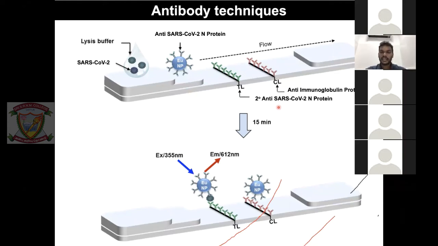This secondary antibody is a protein that is known to recognize the primary antibody of this N protein. So here I have this anti-SARS-CoV-2 protein, and this is the primary antibody. And the primary antibody is tagged to a europium nanoparticle. Why a europium nanoparticle? A europium nanoparticle has very strong excitation and emission, and it is really strongly fluorescent, and you will be able to detect the presence of virus so easily.